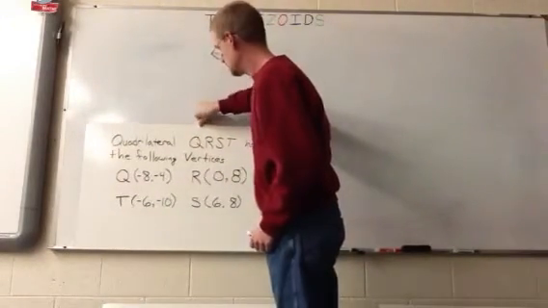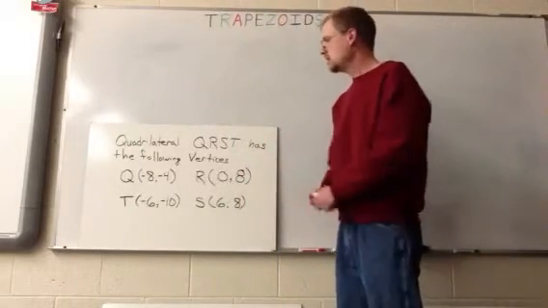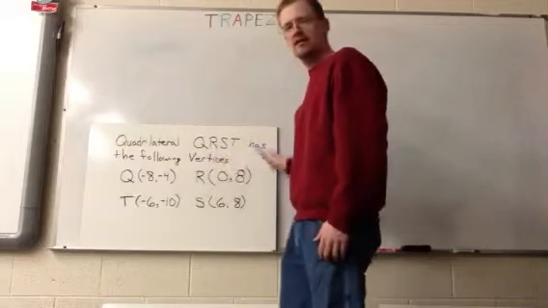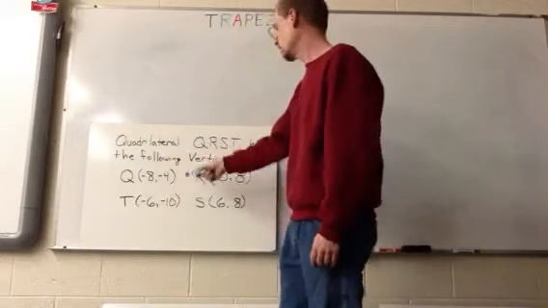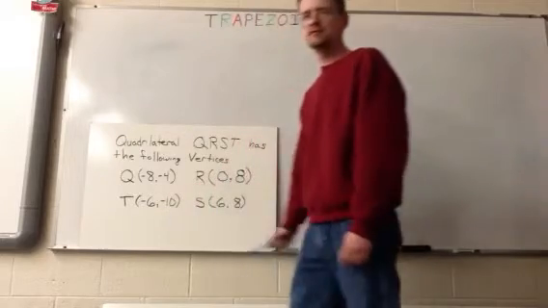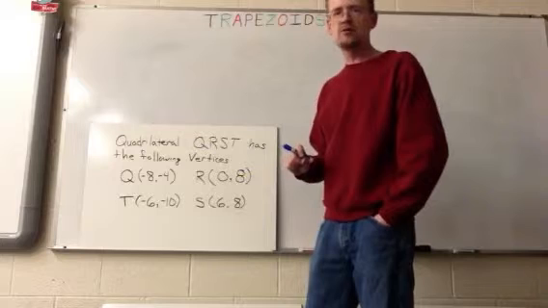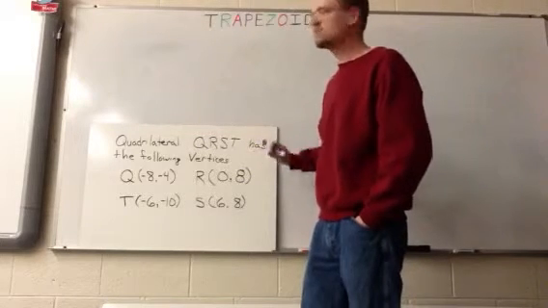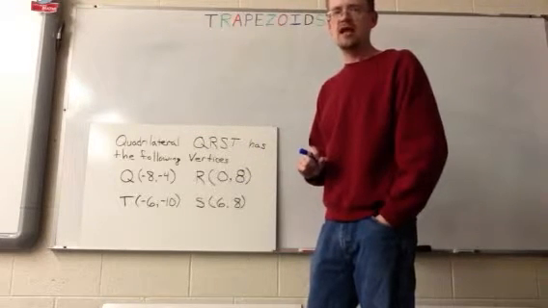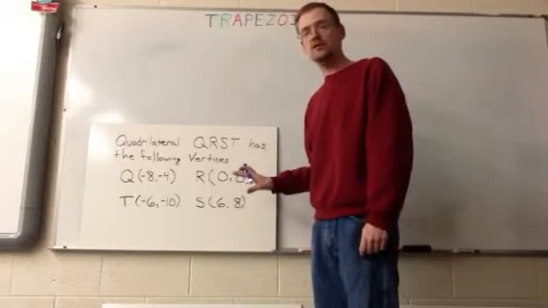Quadrilateral QRST has the following vertices. Notice that I wrote these out in a clockwise direction: Q, R, S, T. So here's what we can do though. We want to determine if this makes a trapezoid. And I did some of it so we could find diagonals if we wanted to.